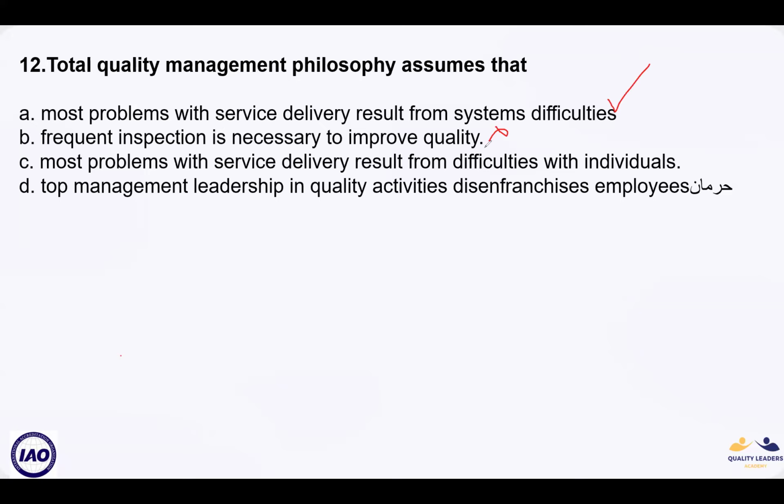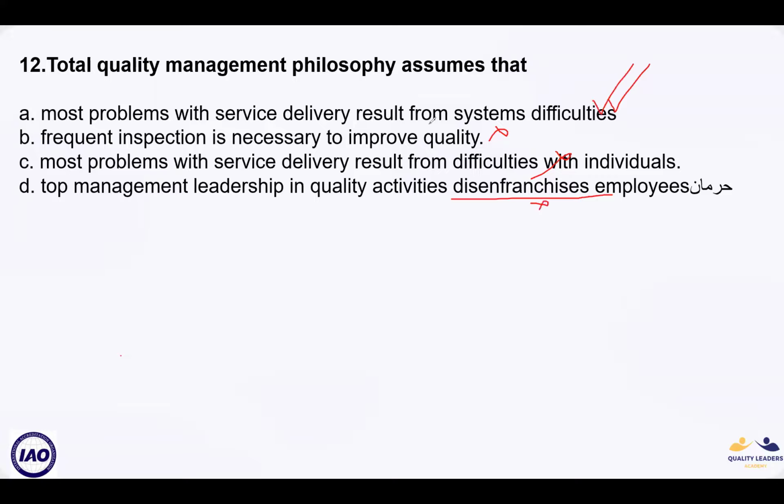This again is a complete opposite of TQM. And this is old blame culture. Coming to option D, leadership disenfranchises employees. No. In a way, TQM requires strong leadership and employee empowerment together, right? So disenfranchising employees is against TQM. So the correct option is option A.